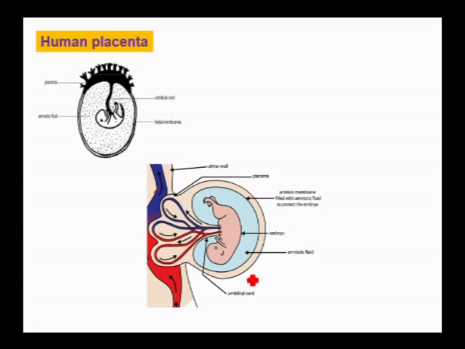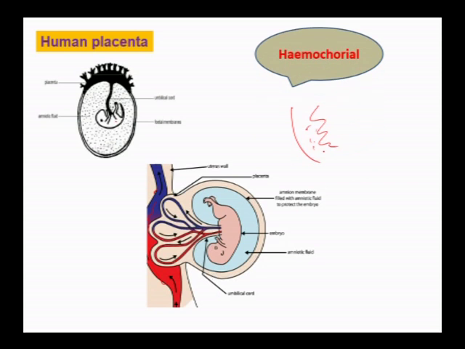Here you can see the outermost layer of the embryo. It forms finger-like projections. These finger-like projections are called chorionic villi. So these chorionic villi invade the endometrium of the mother till they reach blood vessels. As a result, these chorionic villi are dipped in the maternal blood. Such a placenta is called hemochorial placenta.